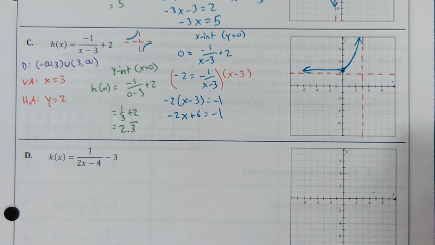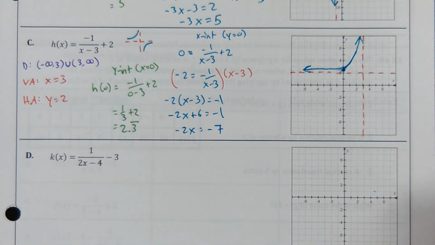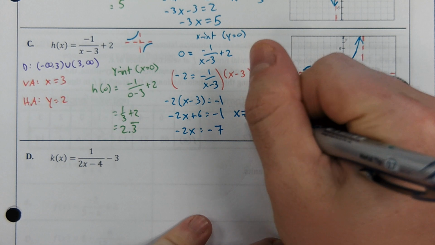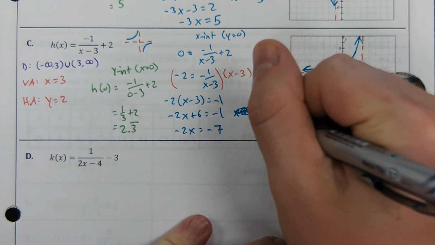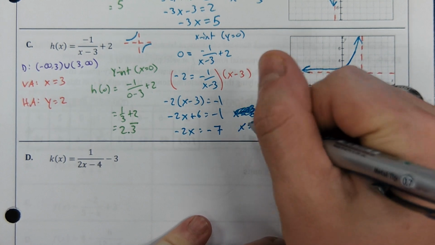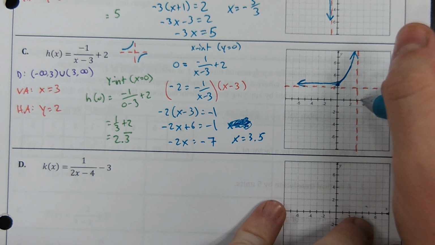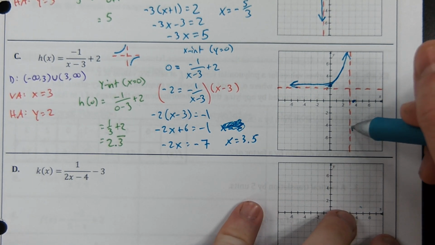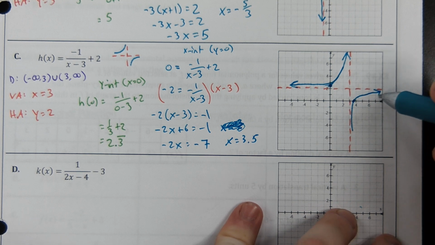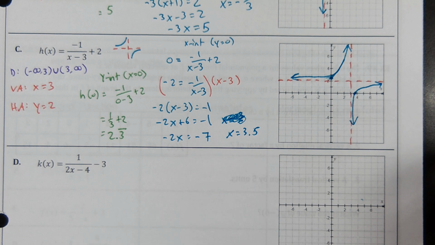Subtracting 6 from both sides will get me negative 2x equals negative 7. And then dividing both sides by negative 2 will give me x equals positive 7 over 2, or positive 3.5. So here. And then there was 1. And that'll be the last thing that we get to do today.